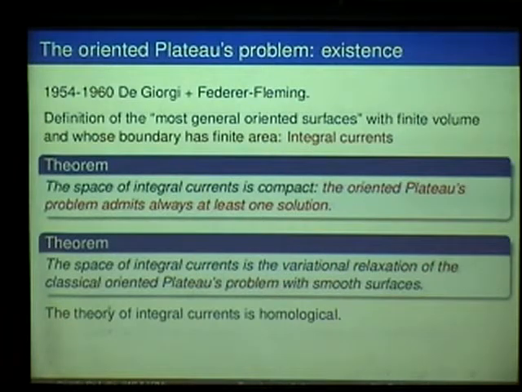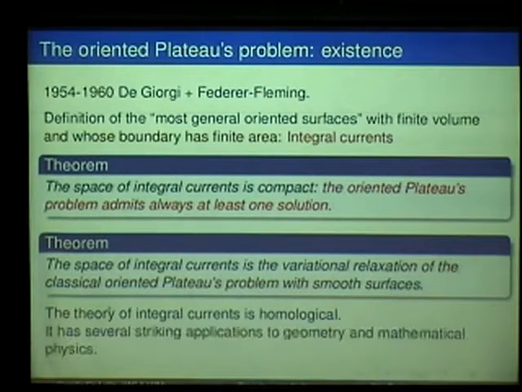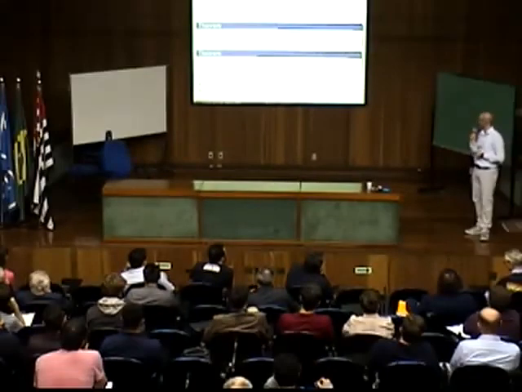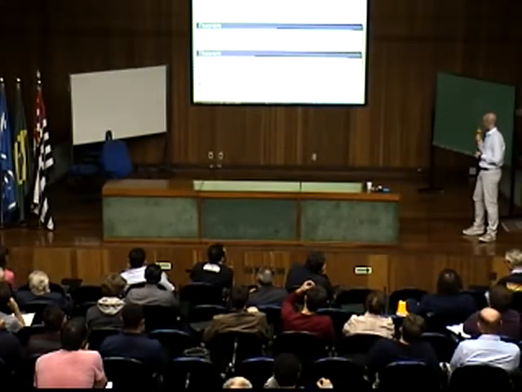Good. So the theory of integral currents is homological. You can build the classical homology of Riemannian manifolds by using the space of integral currents. This is one of the famous results of Federer and Fleming. And for this reason, it has several striking applications to geometry and mathematical physics. They come up very naturally when you want to select, for instance, a representative in a homology class, or when you want to argue by having a preferred surface which is taking a certain boundary. Okay, so there are really many striking applications.